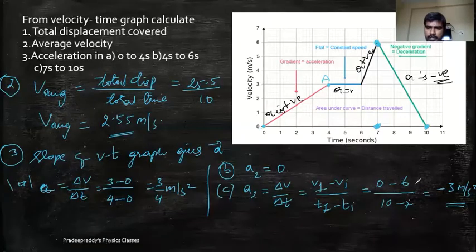Sorry students, here it is minus 2. This is minus 2. It is minus 6 divided by 3. This is minus 2, minus 2 meter per second. Acceleration is negative, minus 2.